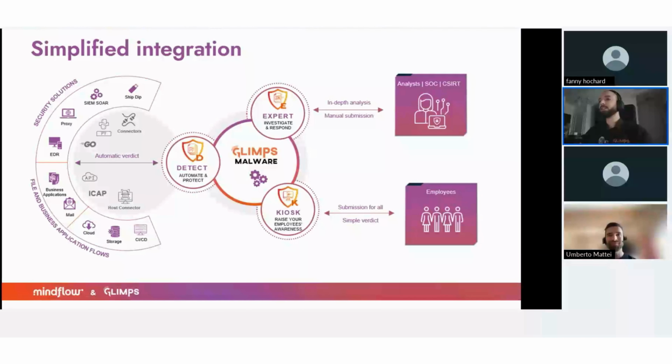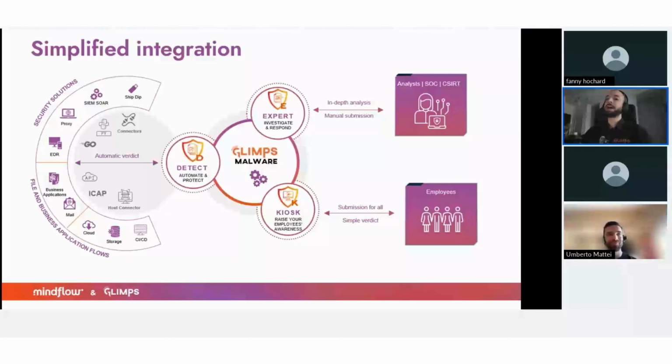Now look at the center. This is where GLIMPS acts as your universal threat intelligence hub. Through our connectors, this is where the Mindflow partnership really amplifies our value. We can automatically ingest suspicious files from any source of your infrastructure. When your EDR flags a binary, we analyze it. When an email attachment arrives, we inspect it. When code is committed to your repository, we scan it.